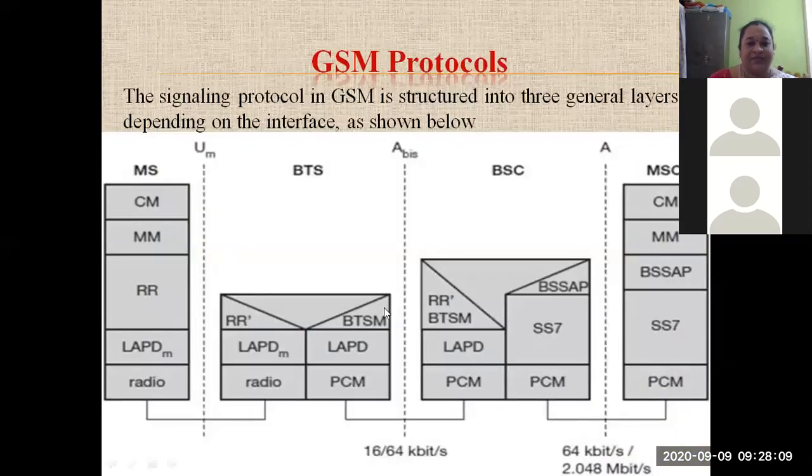So the BTSM is located here. Using this BTSM, the RR is going to be reflected with the BTS, and the BTS is going to communicate with the BSC using this BTSM. The RR is managed with this particular BTSM, the base transceiver system management.